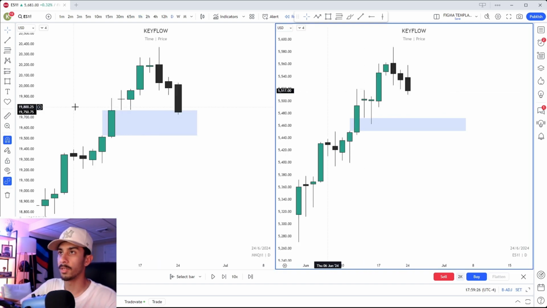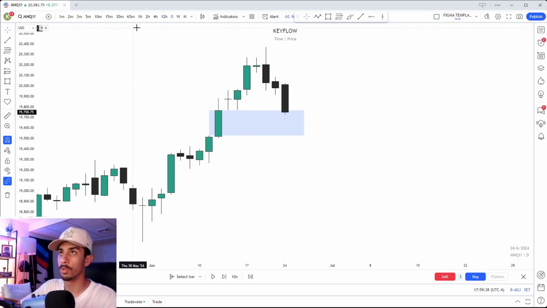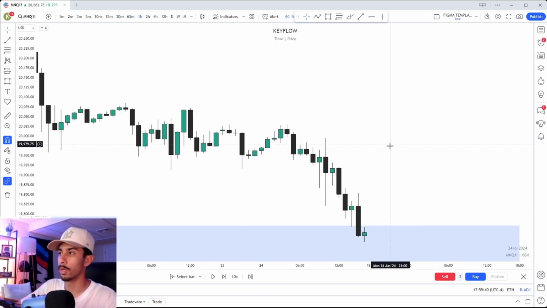So this is ES and NQ side by side. You can see NQ on the left side pulls into the fair value gap, and ES is still significantly higher above this fair value gap. So we know that we have SMT here. We can drop down to a 1 hour and look for a change in state of delivery.